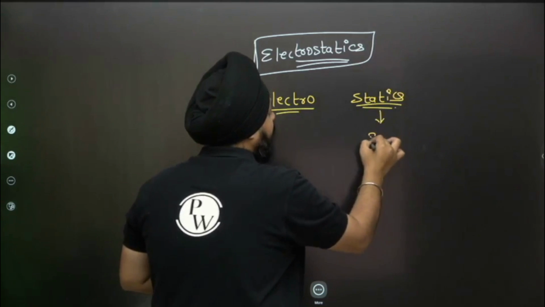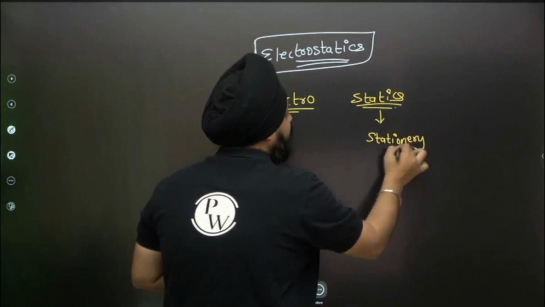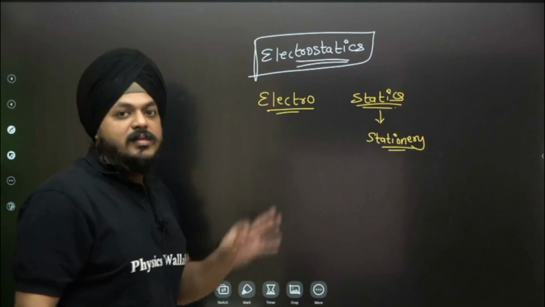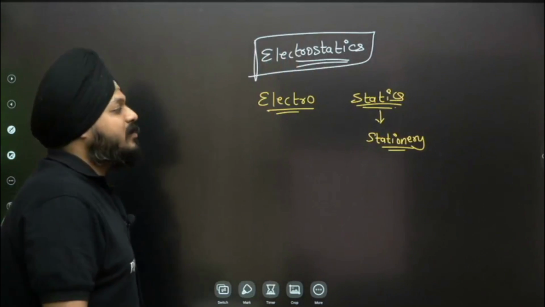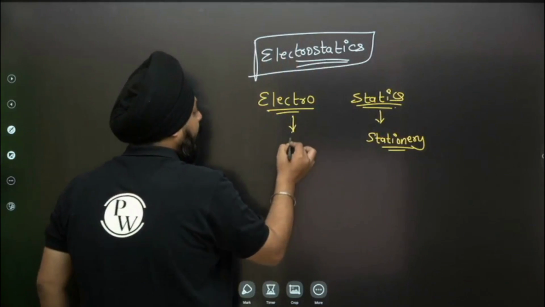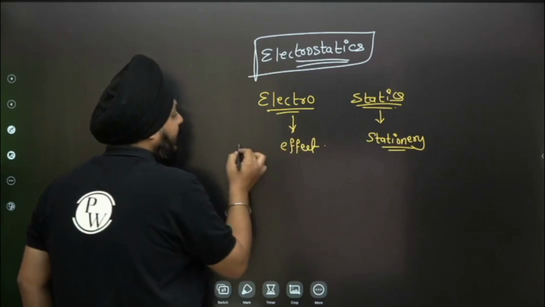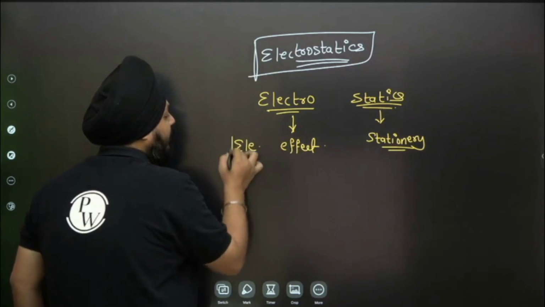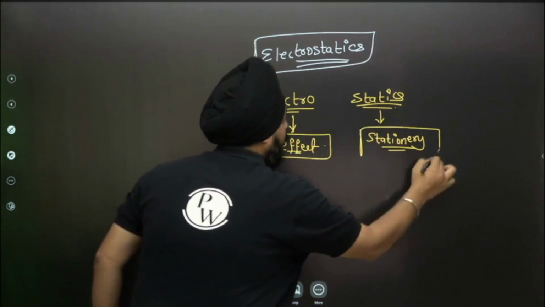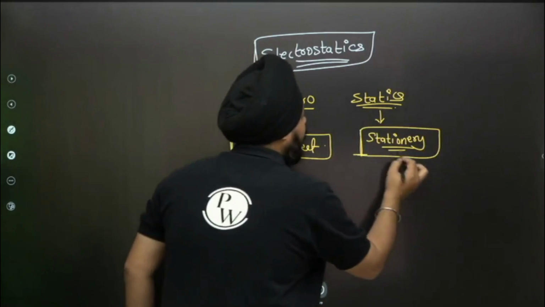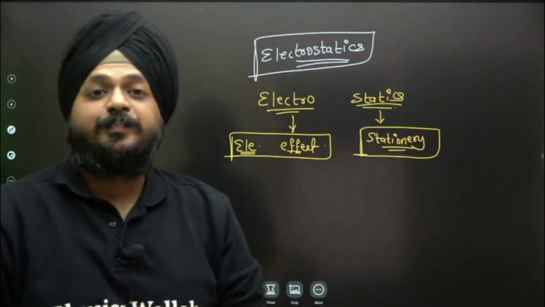Statics means that they are talking about something that is completely stationary. Electro means that they are talking about something that is having an electric effect, right? Okay. The combination of these two is nothing else but electrostatics.